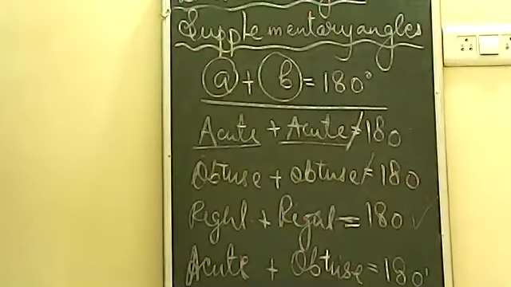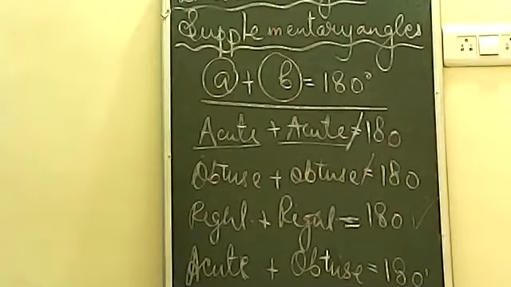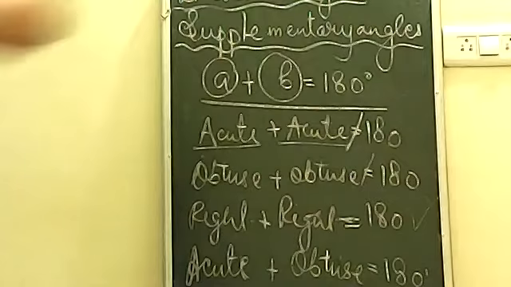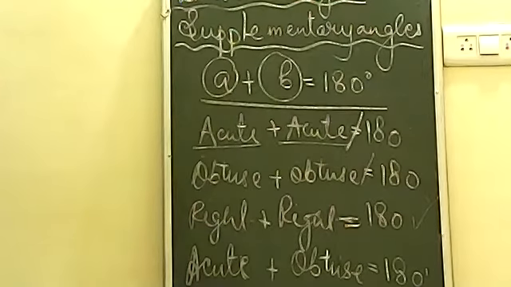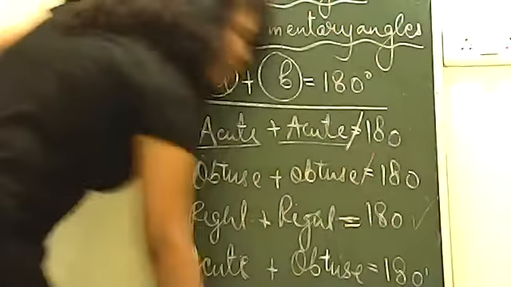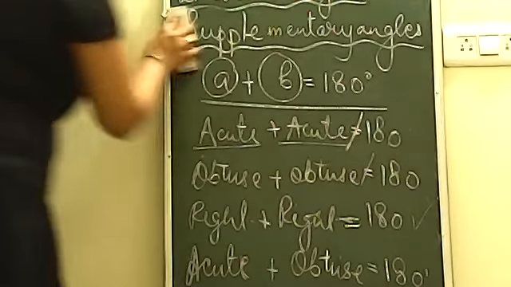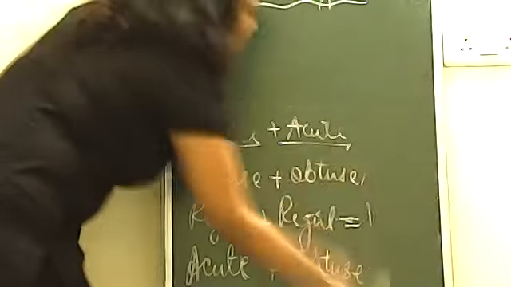Now the last condition, the fourth condition, acute plus obtuse. Beta, remember, generally you will have this last example more often, because one acute, one obtuse will always give you 180 degrees. ठीक है, मोस्ट पॉसिबली जितने भी आपको आंसर्स मिलेंगे सप्लीमेंट्री के, उसमें एक एक्यूट रहेगा और एक ऑब्ट्यूज रहेगा. ओके, चलो.